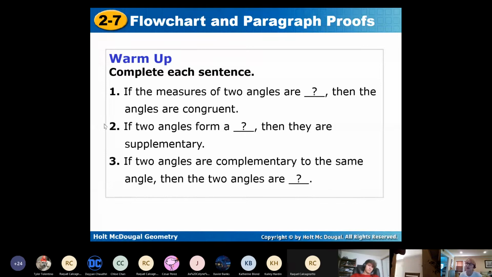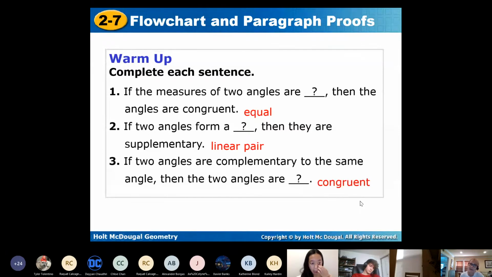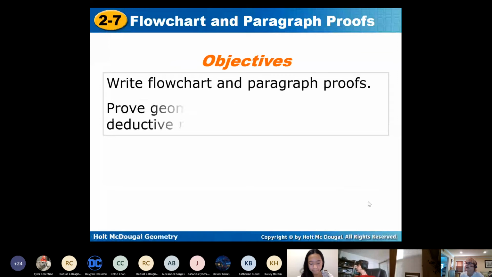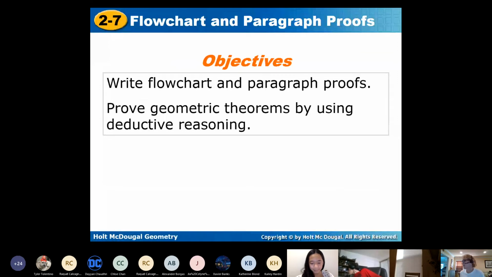Very good. Now, number 2, if two angles form a what, then they are supplementary. Linear pair. Very good, Annika. Linear pair, then they're supplementary. And if two angles are complementary to the same angle, then the two angles are what? They're not right angles. This is one of the theorems that we talked about yesterday. So look on your notes. Congruent, very good. Thank you very much. So equal, linear pair, and congruent. Those were from yesterday. So don't worry if you didn't get it, but that was a warm-up.